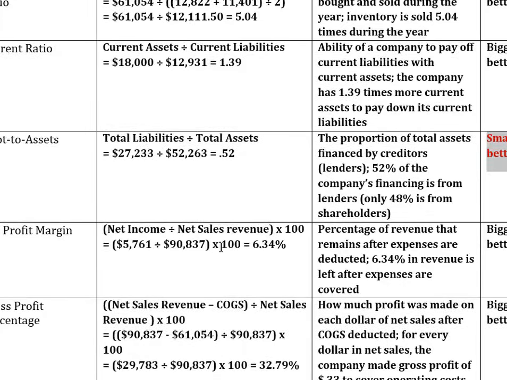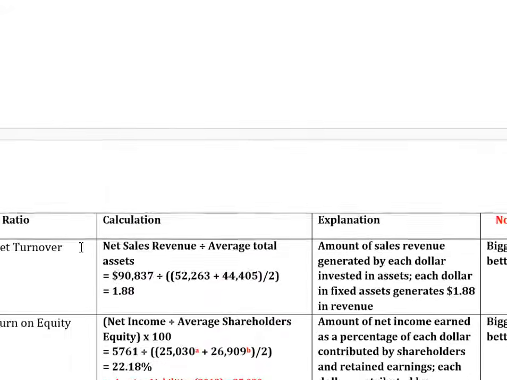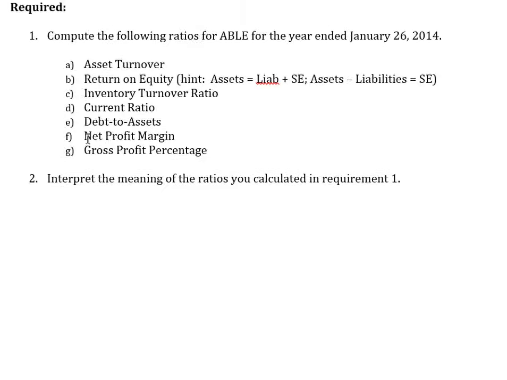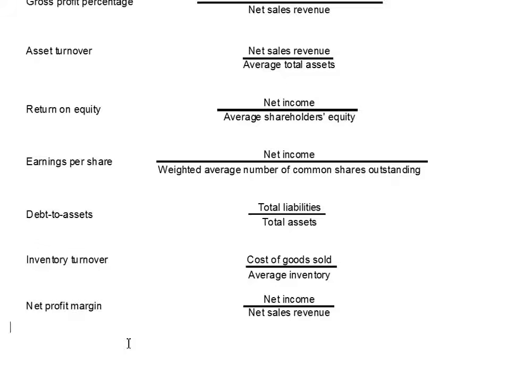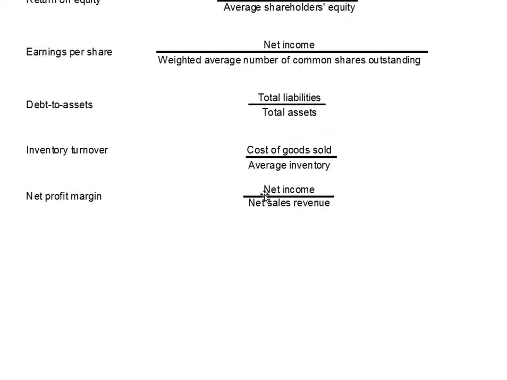Now, let's go calculate the next ratio, which is our net profit margin. If you look at your formula sheet, net profit margin is equal to net income divided by net sales revenue. So let's look at what this means.